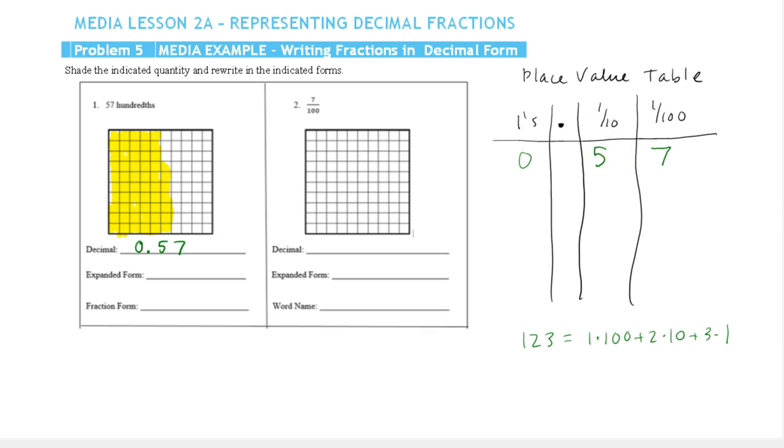So the expanded form is 5 times 1/10 plus 7 times 1/100th. Okay, and that represents this in expanded form. And in fraction form, again, we'll think of this as 57 hundredths and use the rightmost place value as our denominator. So 57 over 100.